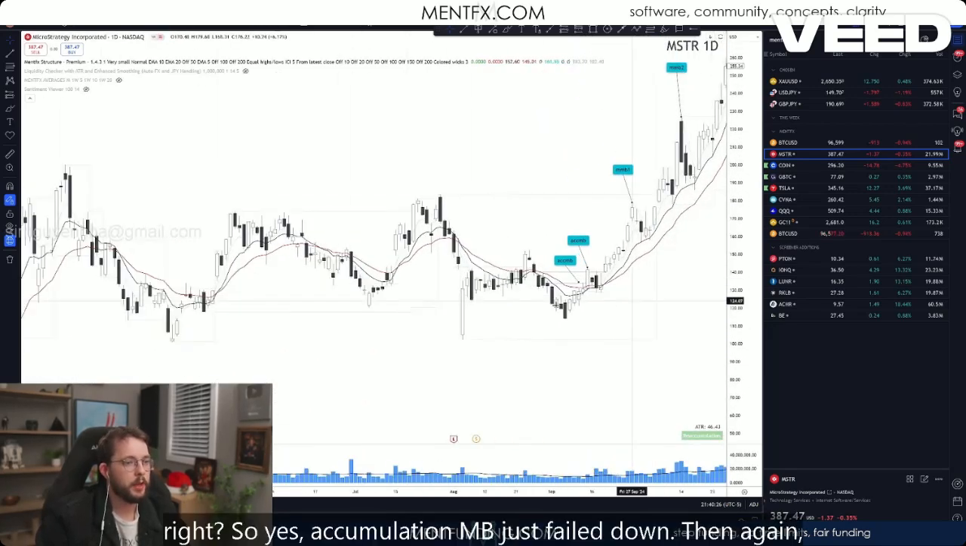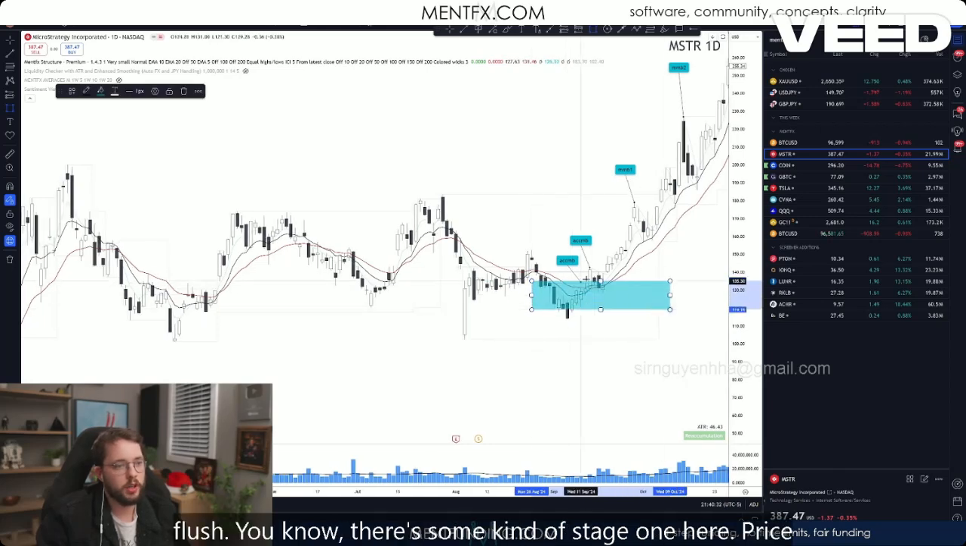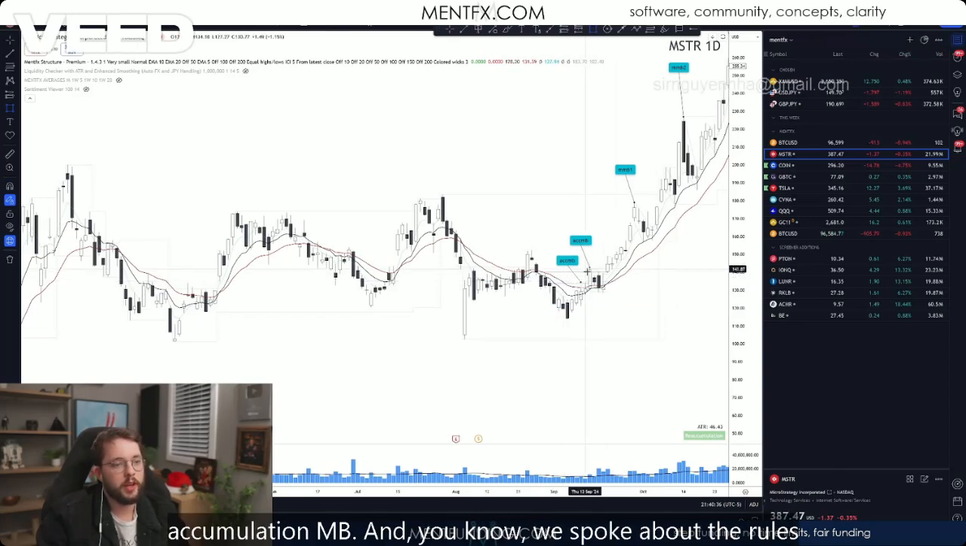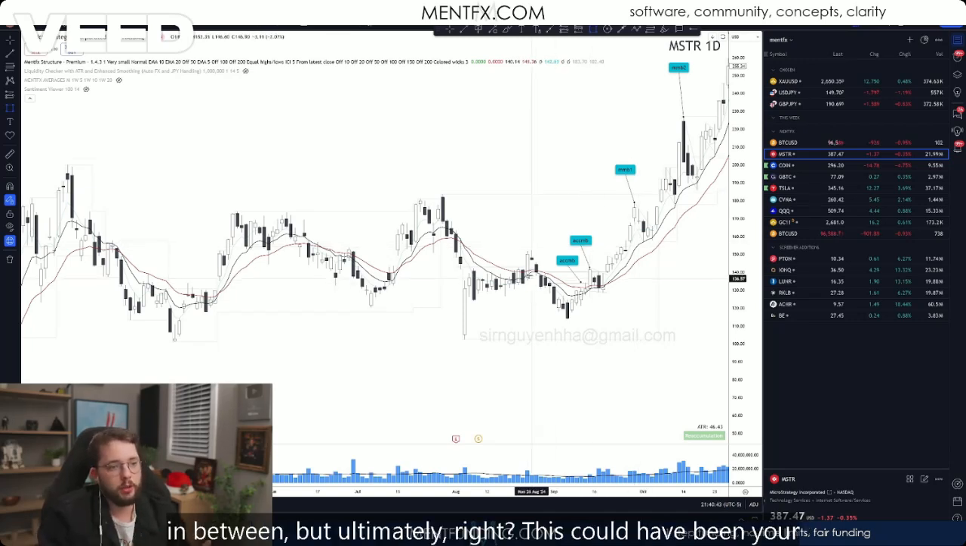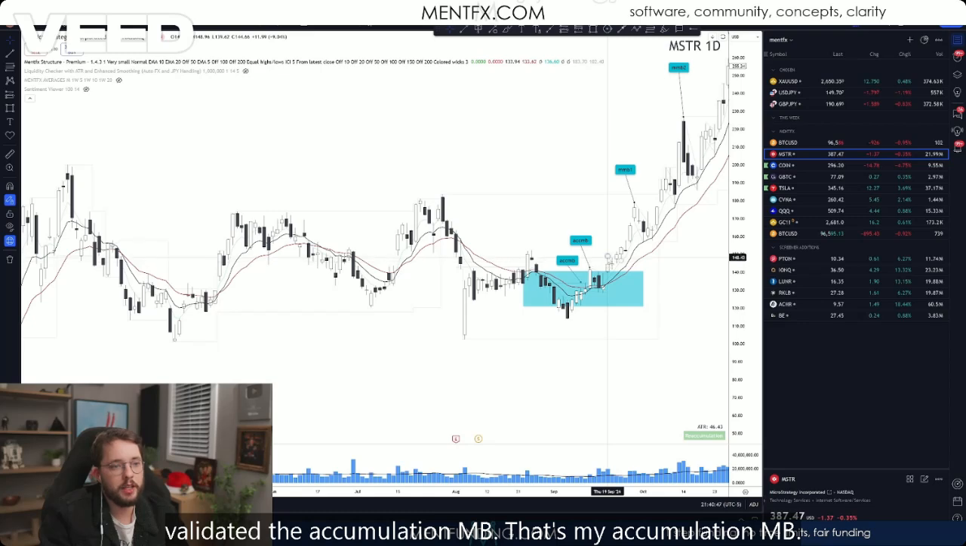So here we are, right? So yes, accumulation MB just failed down. Then again, I'm looking at this flush. It's clearly a flush. There's some kind of stage 1 here. Price moves above that, so I assumed at the time this was an accumulation MB. We spoke about the rules for the MMB versus accumulation MB and the tiny things in between. But ultimately, this could have been your stage 1, and you might have said, okay, this is what validated the accumulation MB.